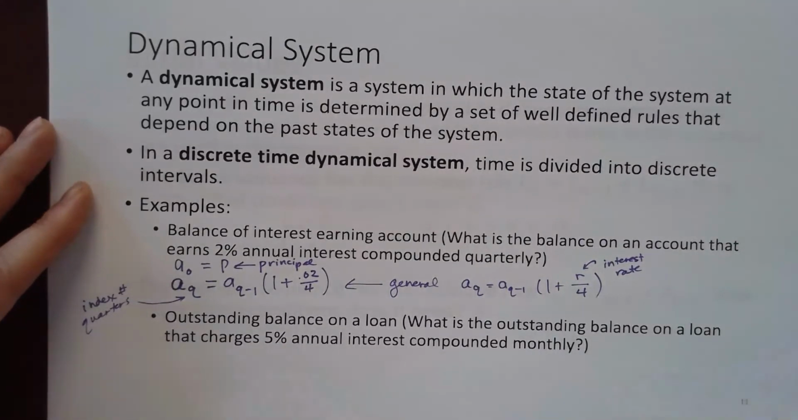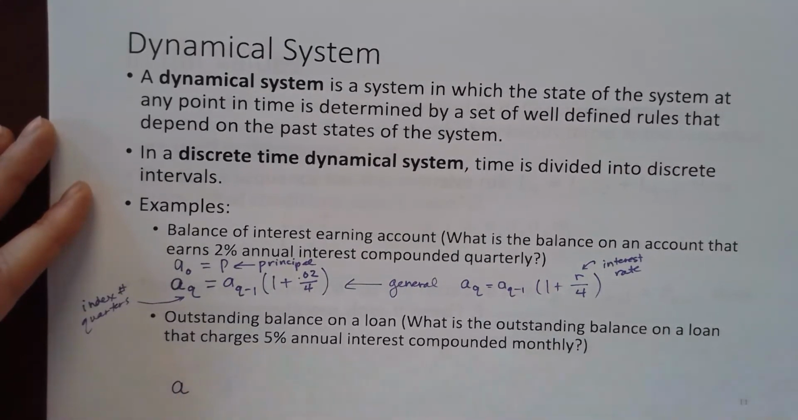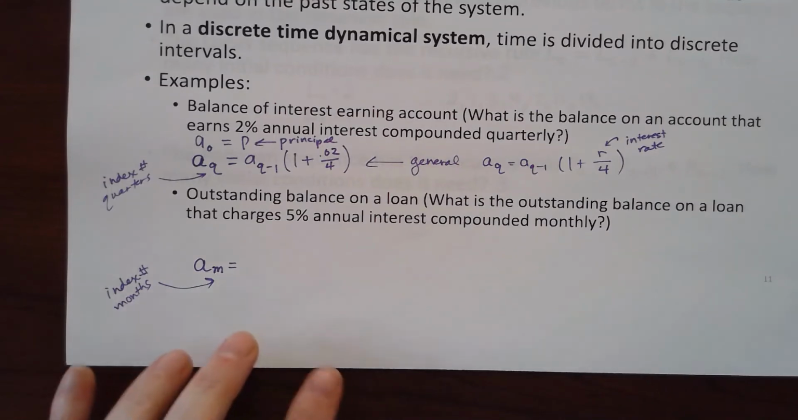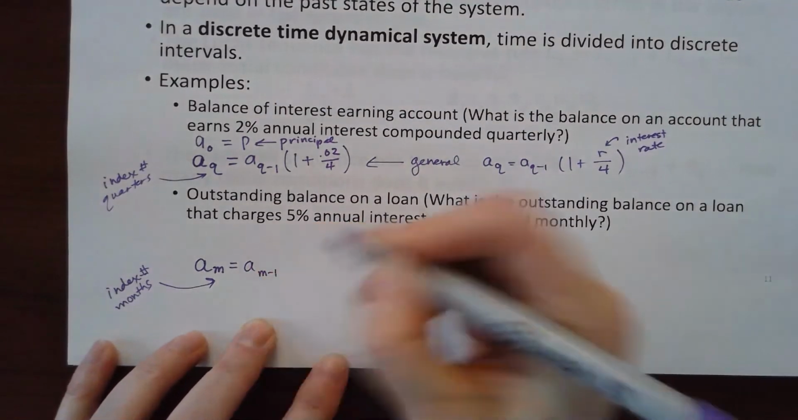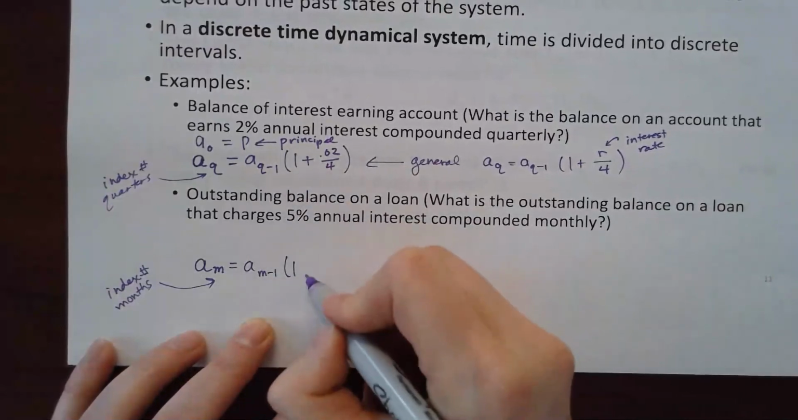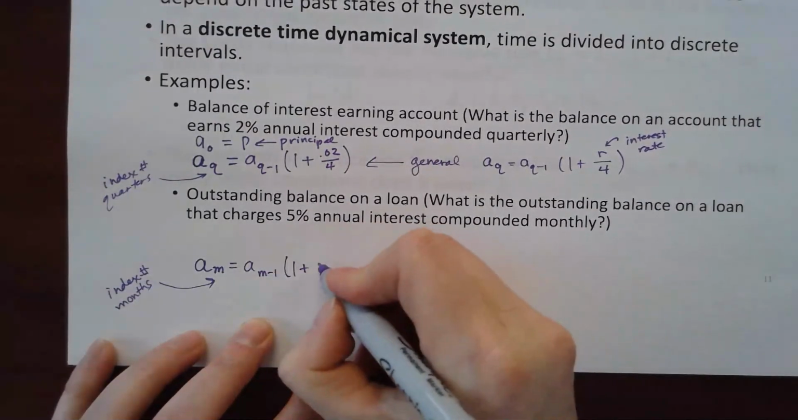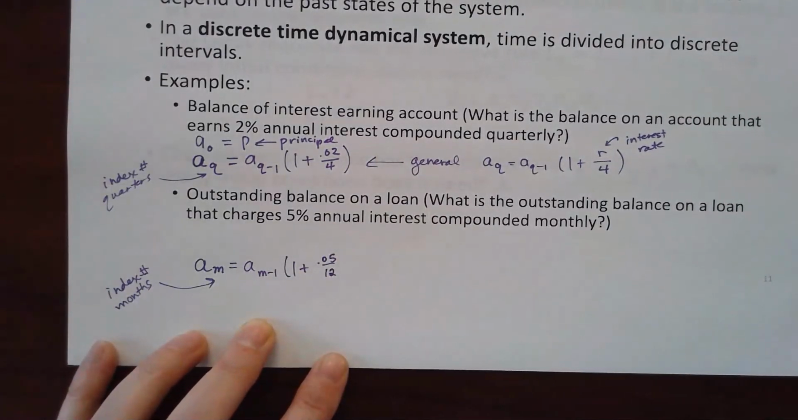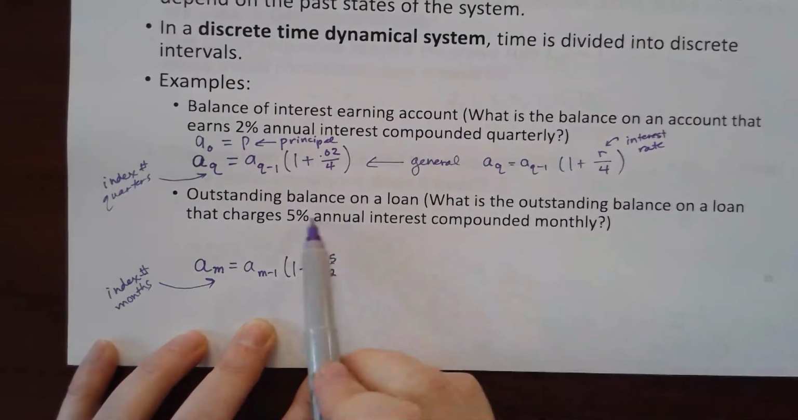So the outstanding balance, or the amount that you still owe after M months. Here I'll have my index be the number of months. So what would they do? They would ask, what was the balance that you owed in the previous month? And they're going to charge you interest on that, basically doing what they did up here. So if it's 5%, and since they're doing it monthly, they'll divide that by 12, because they'll do that 12 times every year, since this is an annual interest rate.